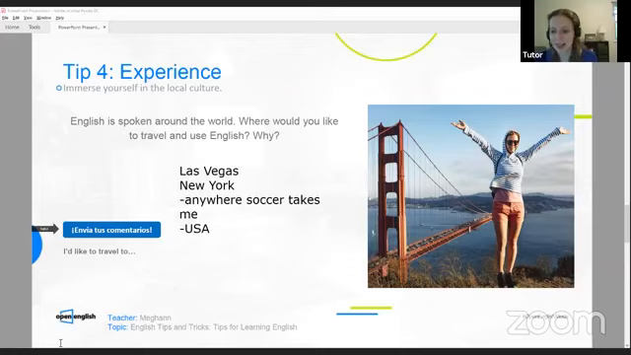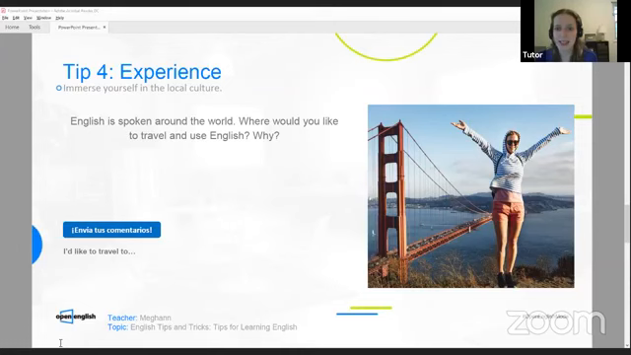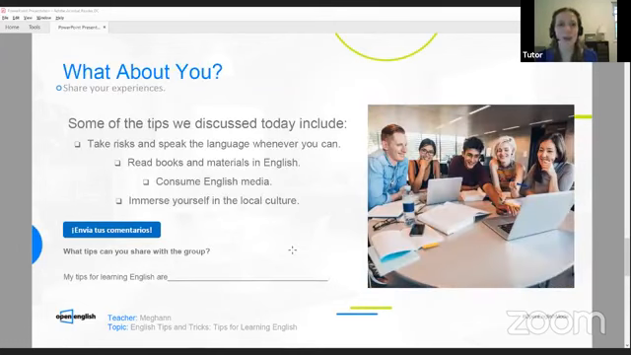Great. Excellent. Let's continue. Vamos a continue our great ideas. Okay, so what about you? Share your experiences. Envía tus comentarios. What tips can you share with the group? ¿Qué consejos puedes compartir con el grupo? Okay, what are your tips for learning English? What are your strategies, your ideas? How do you study or practice English or learn new vocabulary?